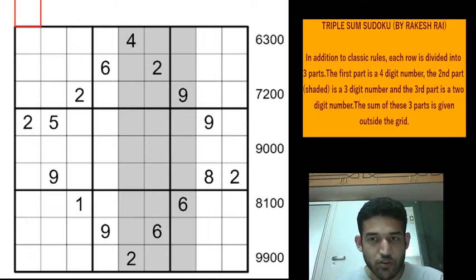Now to create this Sudoku, we have taken permission from the author, who is Rakesh Rai, and we have notified the WPF, World Puzzle Federation, as well.